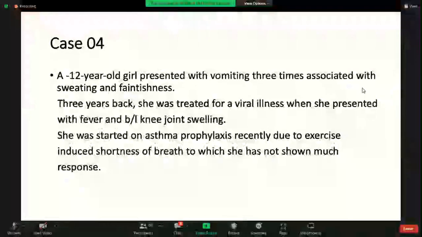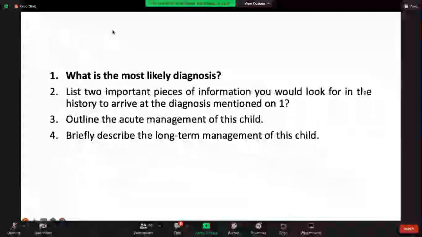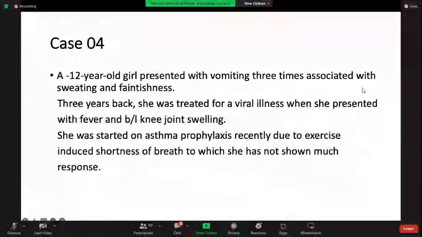Who's going to discuss this case? Okay, so we have finished our respiratory cases. We are moving on to the cardiology cases. Who wants to discuss this one?